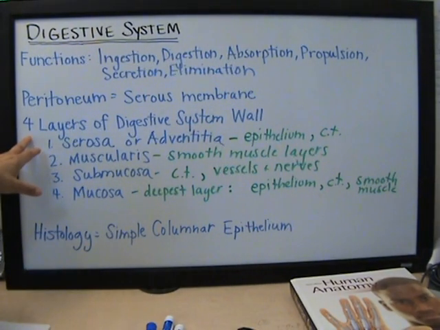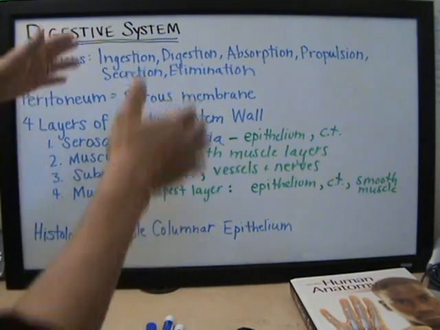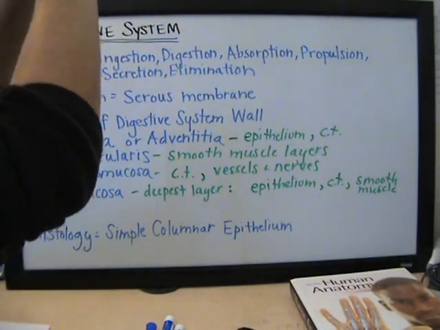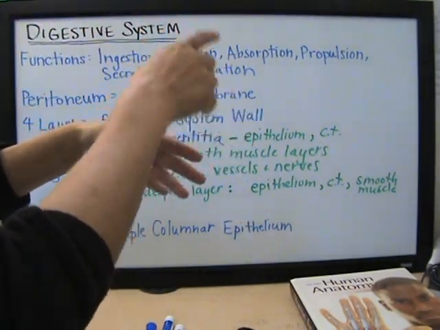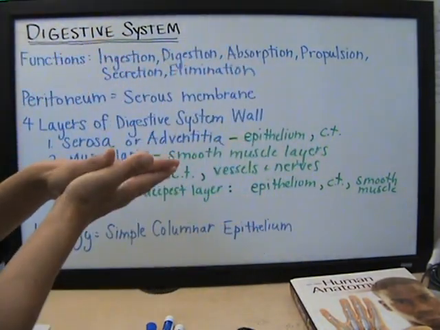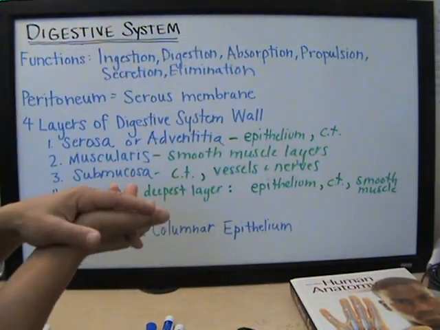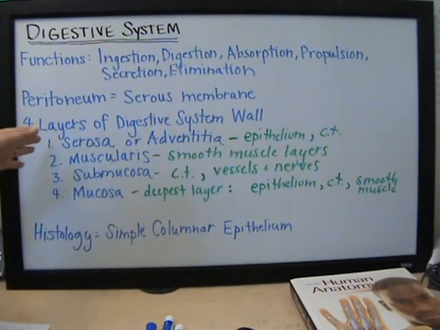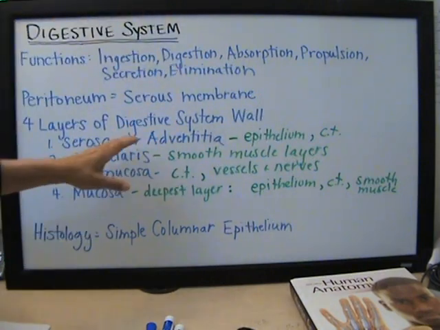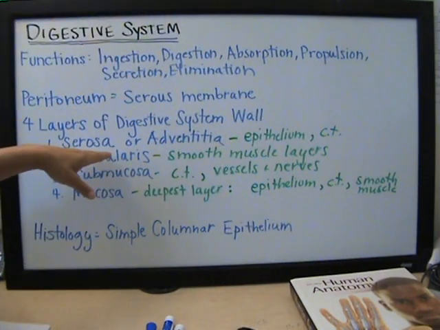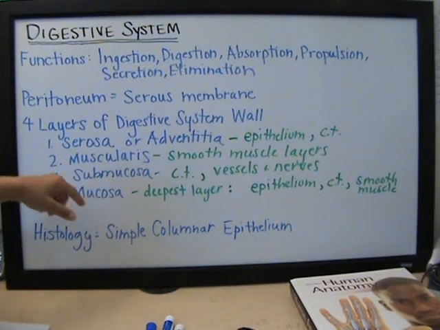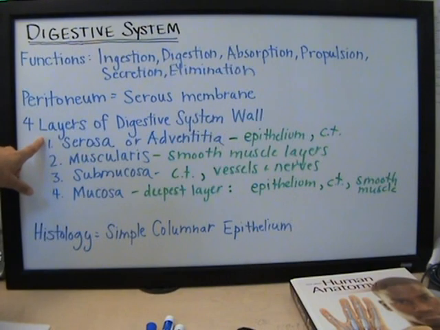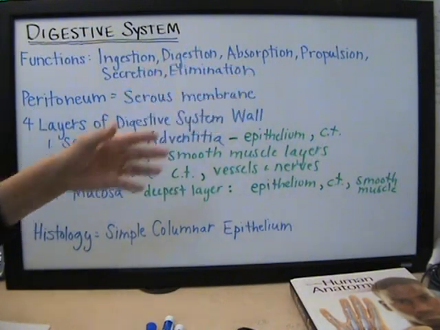There are 4 layers of the digestive system wall. So if we follow from the mouth and esophagus down to the stomach, and then the small intestines, then the large intestines, rectum and anus, we find that the wall along that whole system has 4 layers. Starting with the most superficial layer is the serosa or adventitia. It's made up of epithelium and connective tissue.